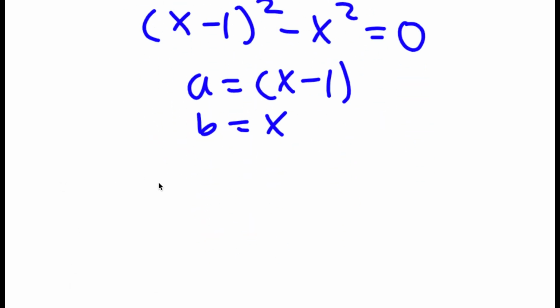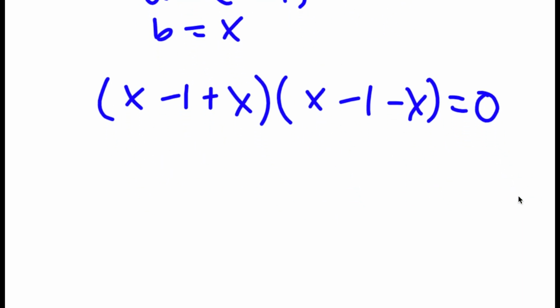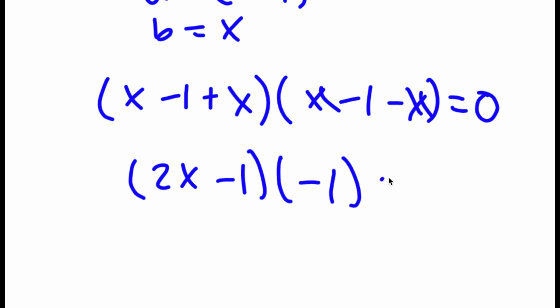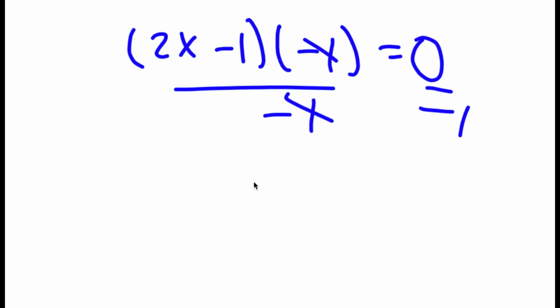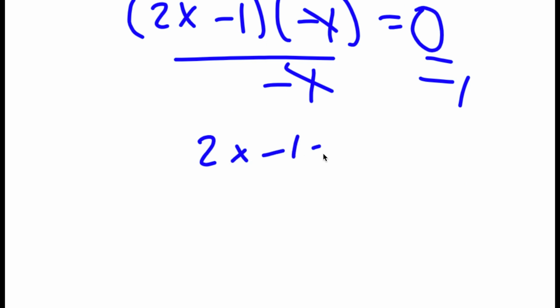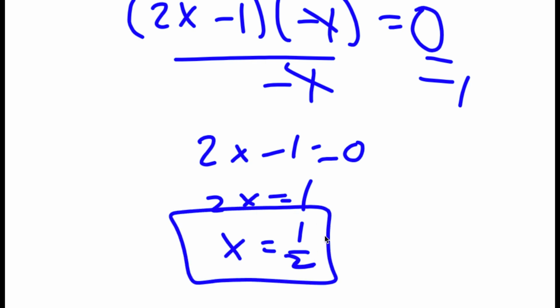So now I have (x minus 1 plus x) times (x minus 1 minus x) is equal to 0. So x minus 1 plus x, that's the same thing as 2x minus 1, times x and negative x, these two cancel out, so negative 1 is equal to 0. So now if I divide both sides by negative 1, these two cancel out, and I get 2x minus 1 is equal to 0, meaning 2x is equal to 1, and x is equal to 1/2. That's my second method.